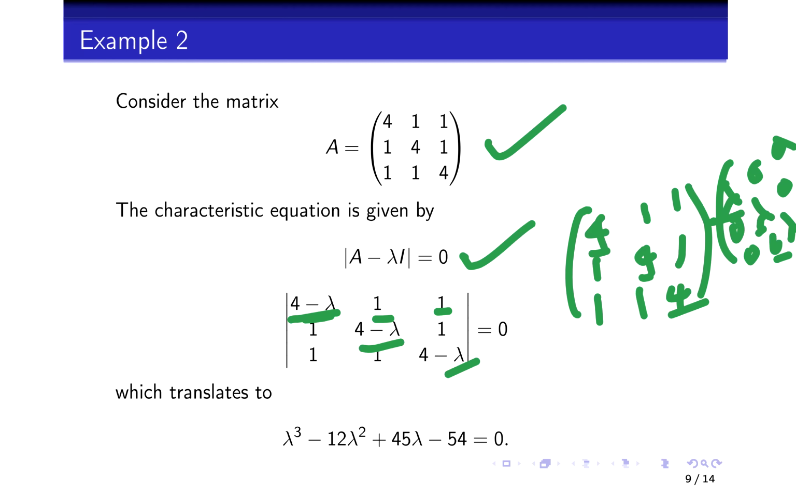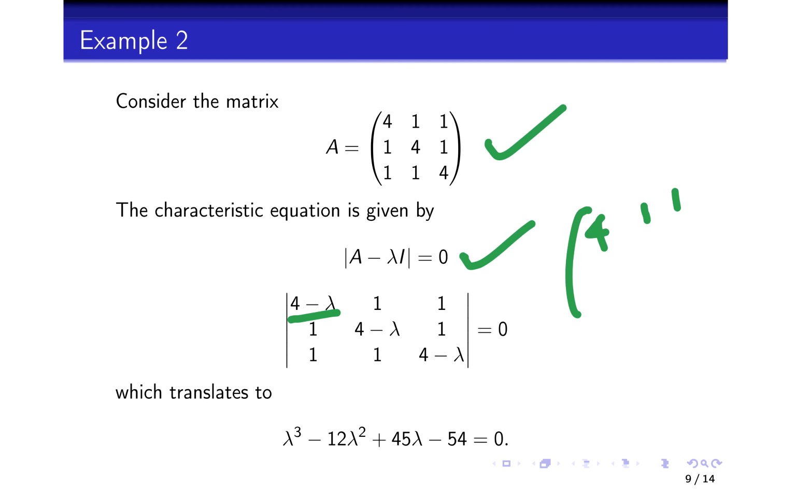Of course, before now, we already knew about looking for determinants.